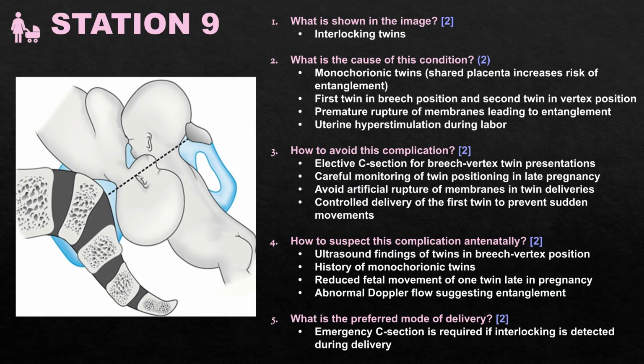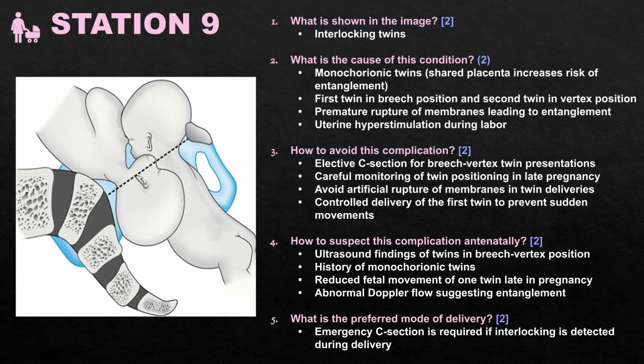What is shown in the image? Interlocking twins. What is the cause of this condition? Monochorionic twins: shared placenta increases risk of entanglement. First twin in breech position and second twin in vertex position. Premature rupture of membranes leading to entanglement.